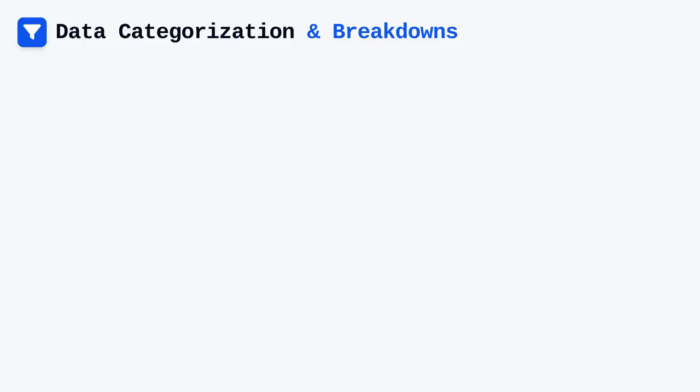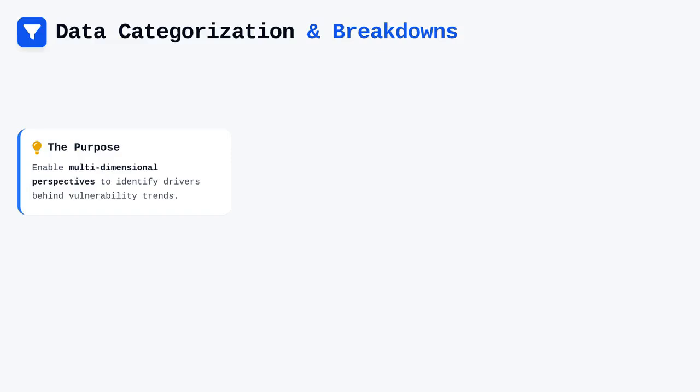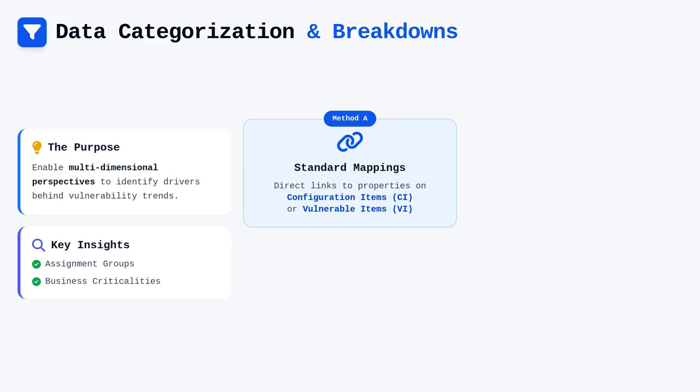Once your indicators are configured, you will inevitably need to categorize the data using breakdowns. Breakdowns provide the multi-dimensional perspective required to answer questions about which assignment groups or business criticalities are driving your vulnerability trends. When implementing these, consider using breakdown mappings, which link your indicator data directly to properties on the configuration item or the vulnerable item itself.